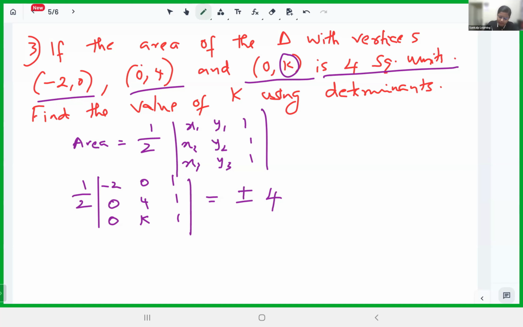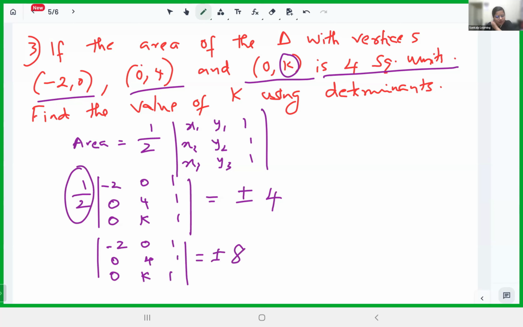All right, now what I'm going to do is take this 1 by 2 to the other side, right? So the determinant will be minus 2, 0, 1, 0, 4, 1, 0, k, 1. That is equal to plus or minus 8 because 4 into 2 will become 8, right? So the value is plus or minus 8. Now you can solve this, right?